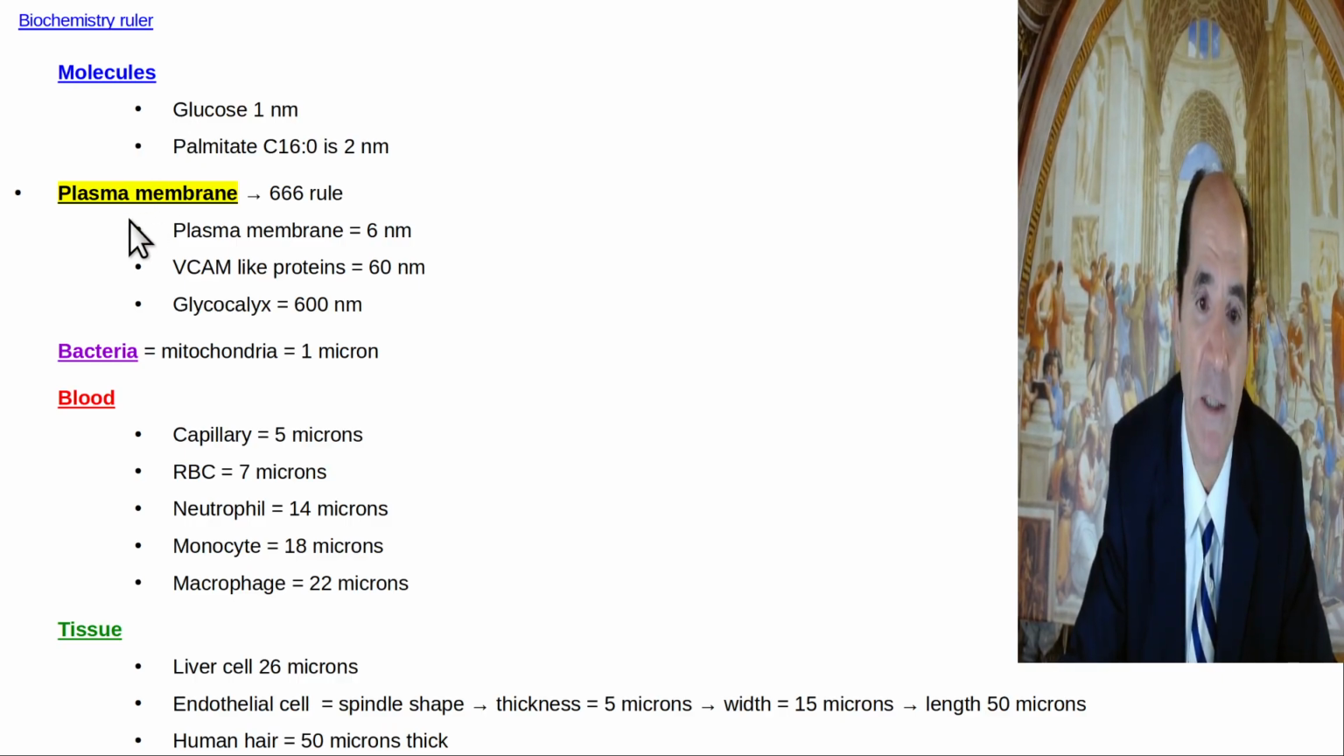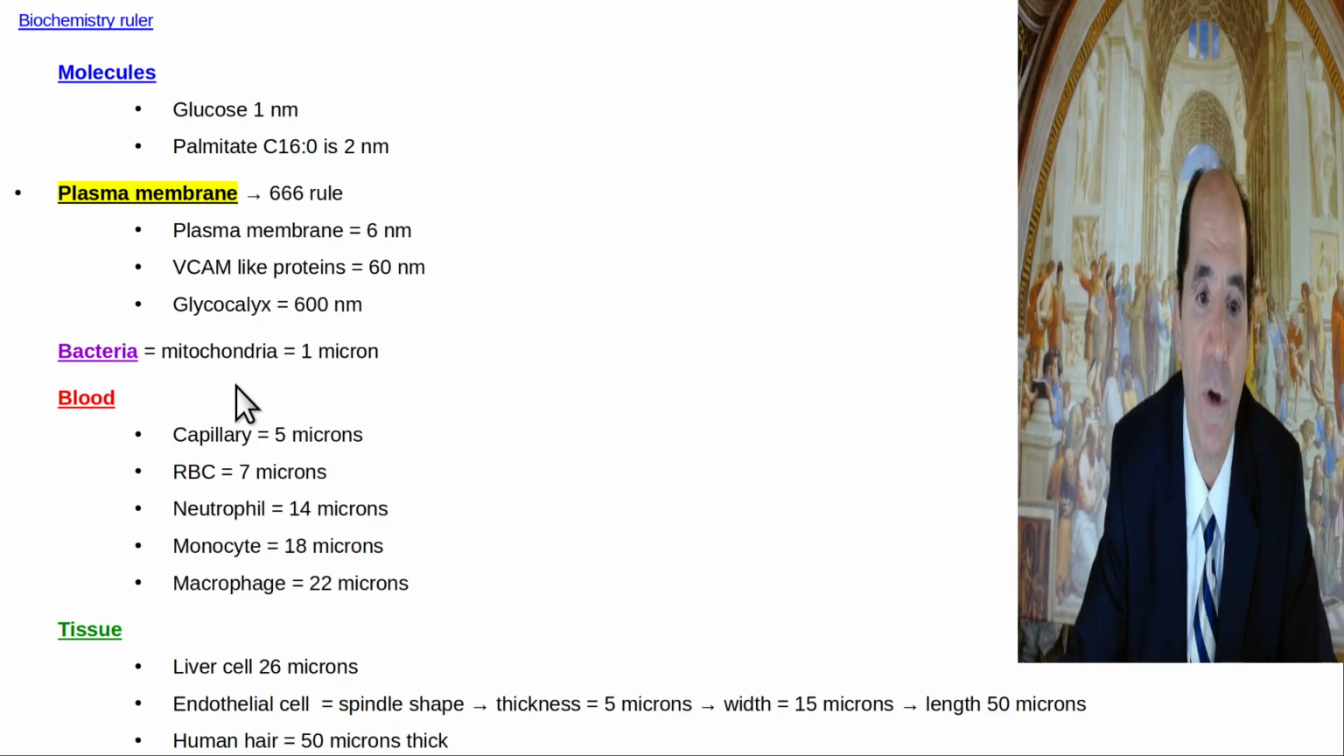When you talk about a plasma membrane, here's the trick. 600 nanometer glycocalyx sticking above it like a tree sticking up from the endothelial cells. The adhesion proteins are just 60 nanometers, so 666, and then the plasma membrane itself is just 6 nanometers. So this stuff again is in nanometers.